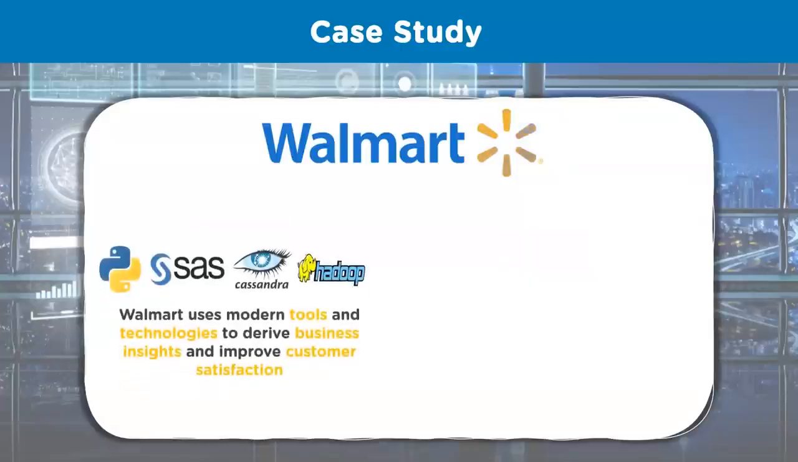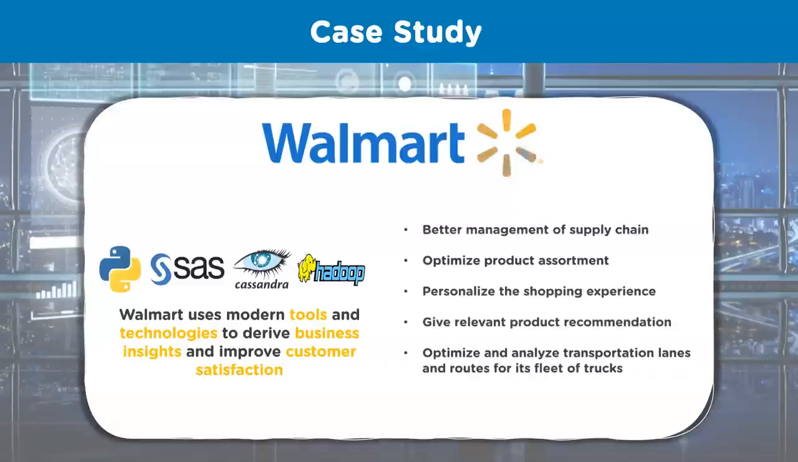Walmart uses modern tools and technologies to derive business insights and improve customer satisfaction. Some of these tools include Python, SAS, NoSQL databases such as Cassandra, and Hadoop. Now, using all these technologies and data analysis techniques, Walmart can better manage its supply chain, optimize product assortment, personalize the shopping experience, give relevant product recommendations, and finally, optimize and analyze transportation lanes and routes for its fleet of trucks.